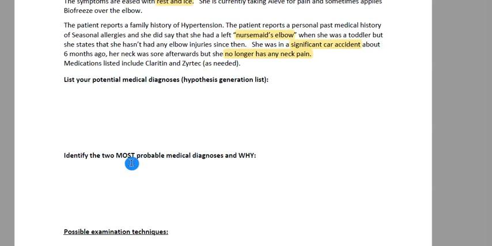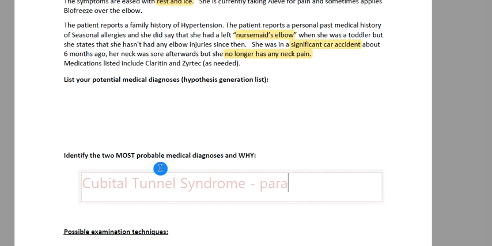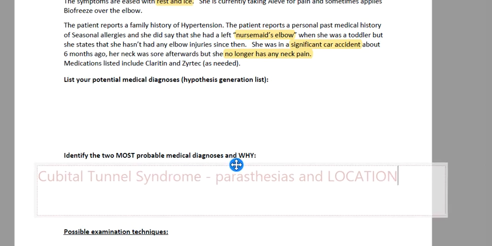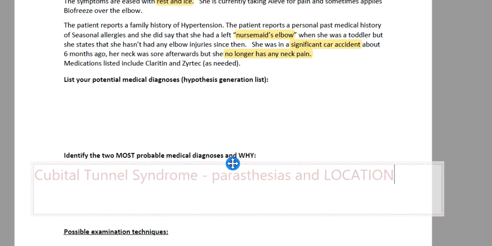And then let's focus on this area. What do we think are the most probable? And with this section, it's really about whether you can link something together. So for this section, I think some type of cubital tunnel syndrome would be probable. I think the rationale for that would be that she has paresthesias, or what she describes as a prickling sensation, and location. Just like they say in real estate, location, location, location.